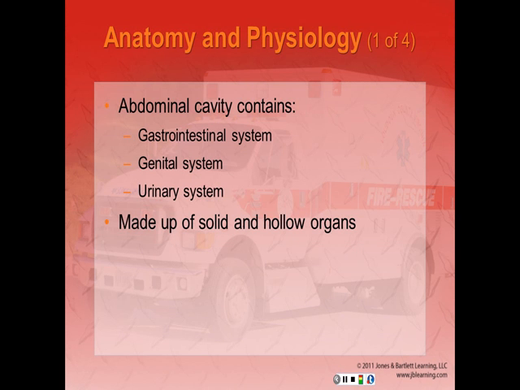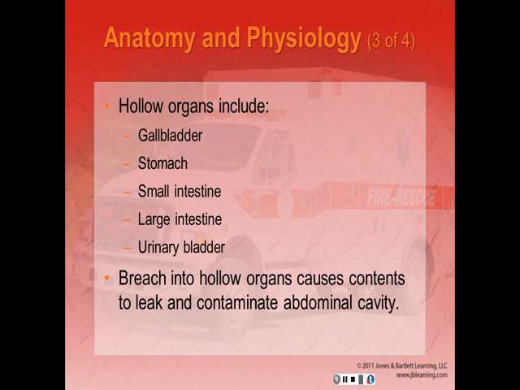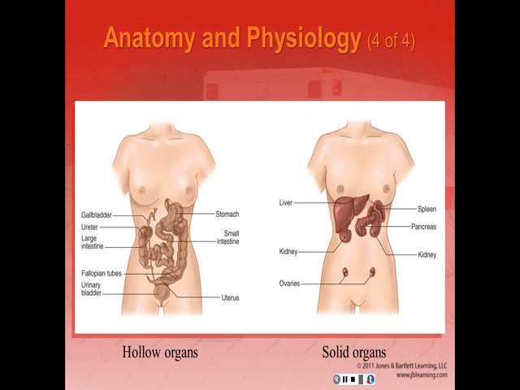The abdominal cavity contains solid and hollow organs that make up the GI system, the genital system, and the urinary system. Solid organs include the liver, the spleen, the pancreas, the kidneys, and in women, the ovaries. Any injury to a solid organ can cause shock and bleeding. Hollow organs include the gallbladder, the stomach, the small and large intestines, and the urinary bladder. If there is a breach into a hollow organ, the contents will leak and contaminate the abdominal cavity. Here's a picture showing you the locations of the solid organs and the hollow organs.